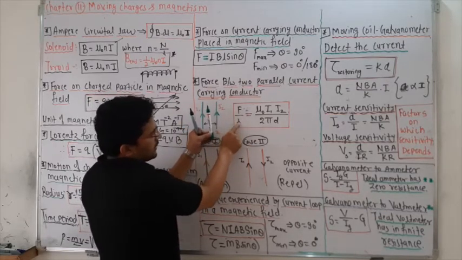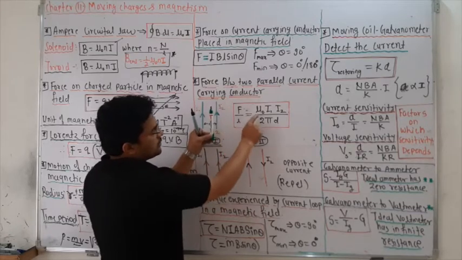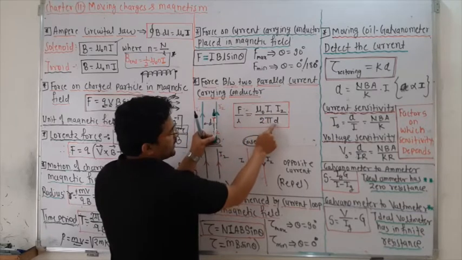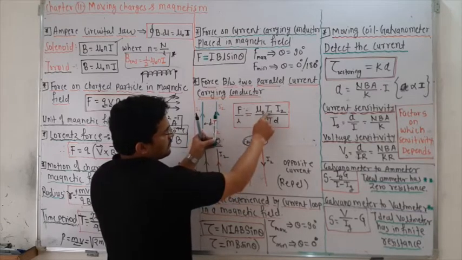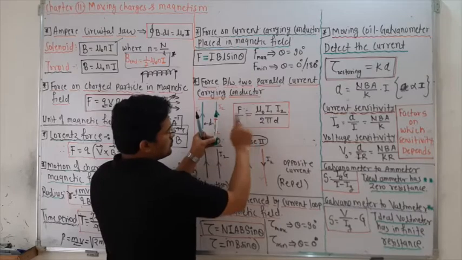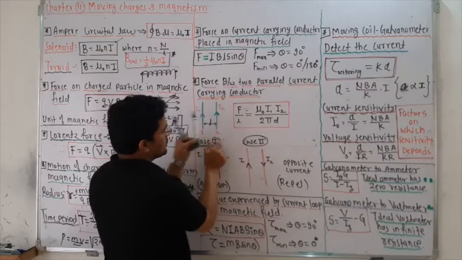given by F divided by L, where L is the length of each conductor, equals mu naught times I1 I2 divided by 2 pi d, where F is the force, L the length of the conductor, mu naught a constant, I1 the current through the first conductor, I2 the current through the second conductor, and d the distance between them.